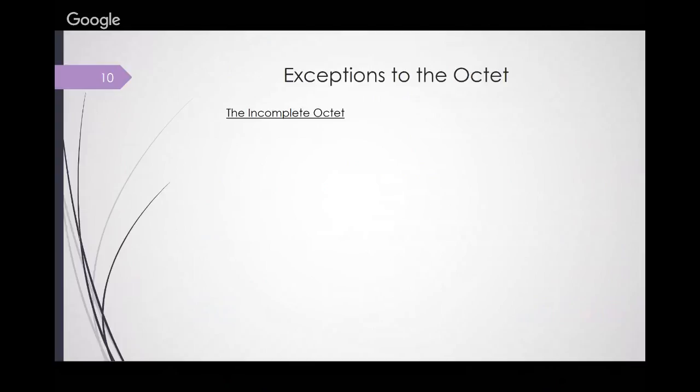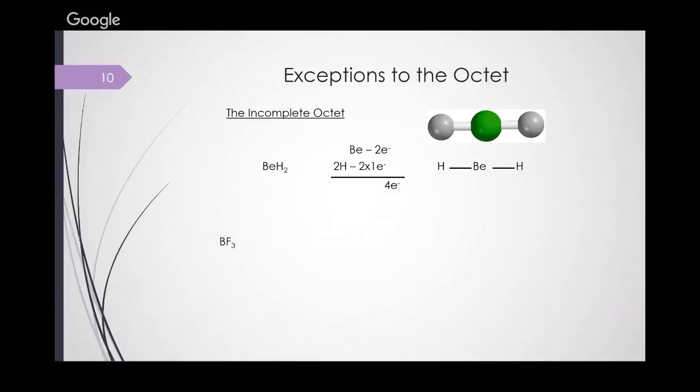Certain compounds will have an incomplete octet. For example, beryllium hydride. We have beryllium with 2 electrons. Each hydrogen brings 1 for a total of 4 electrons. So beryllium can only form 1 bond with each hydrogen, and we just show that there are a total of 4 electrons. This is a stable molecule because of the maximum number of electrons that hydrogen can hold and beryllium.